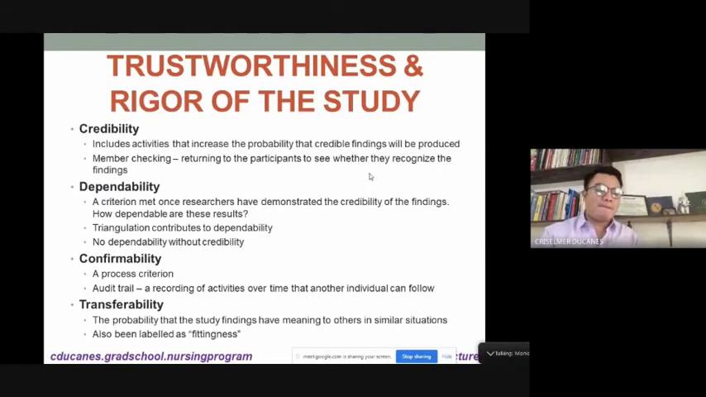So that's your credibility, dependability, confirmability, and transferability. These are the elements that you need to take into consideration in order for your study to be trustworthy and should undergo a rigorous methodology or rigorous checking.